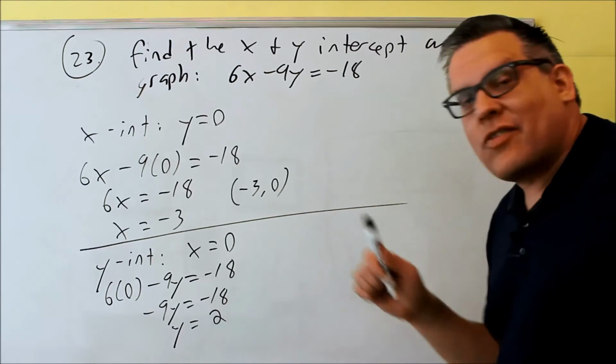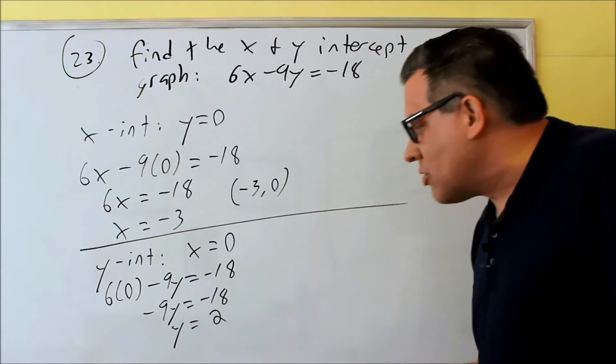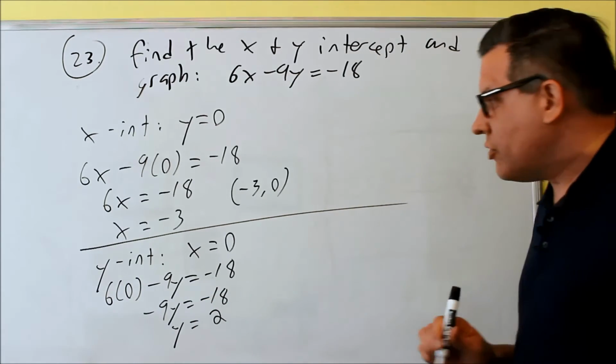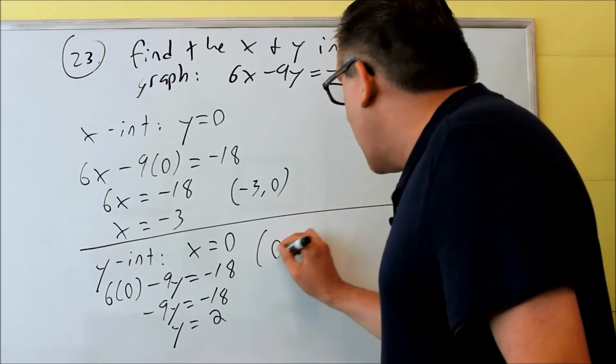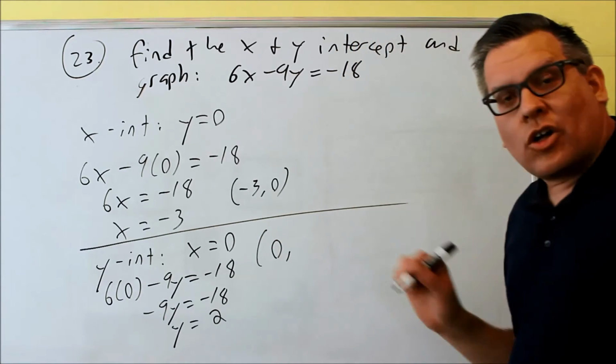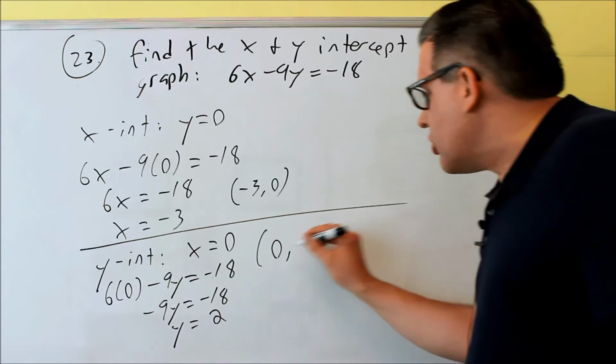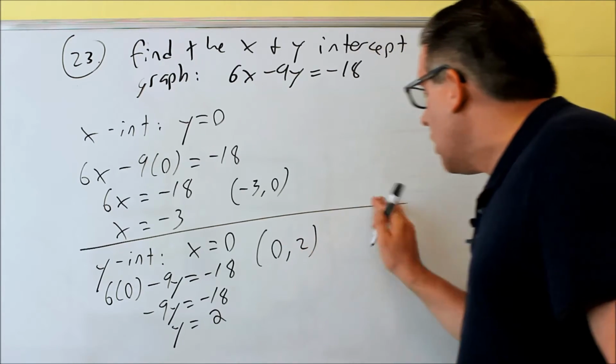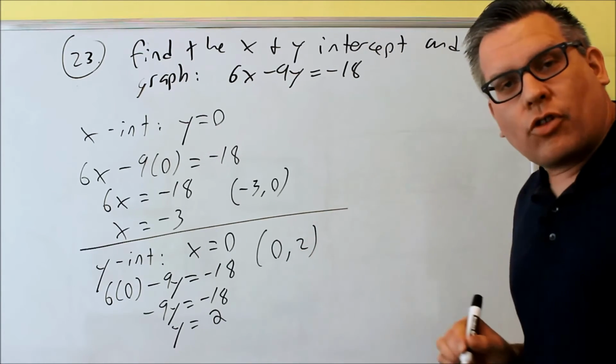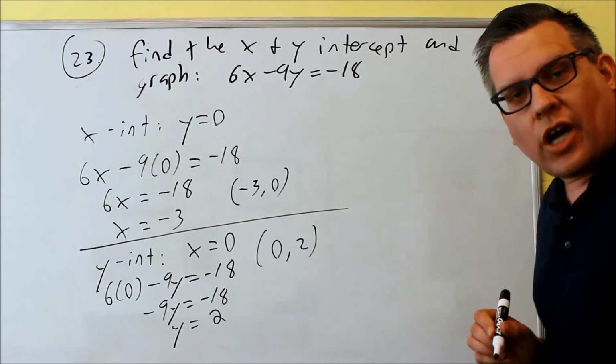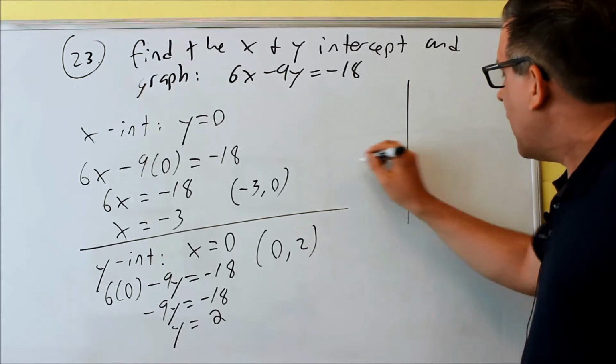Because you're going to have negative 18 divided by negative 9, so negative over negative does give you positive 2. The way you write that is you always want to put the x value first when you're writing coordinates. So 0 comes first, and you get 2 for the y. So here are your 2 points that we're going to plot. Let's go ahead and plot those.